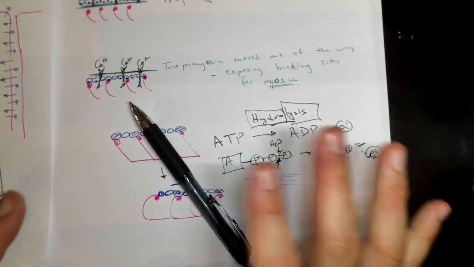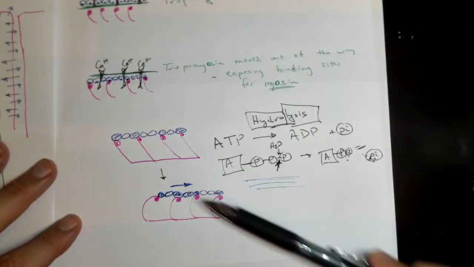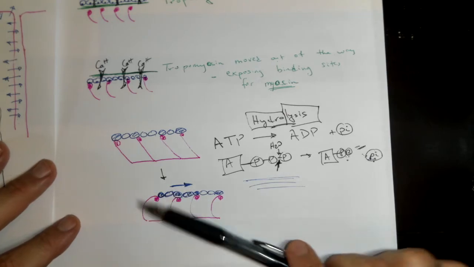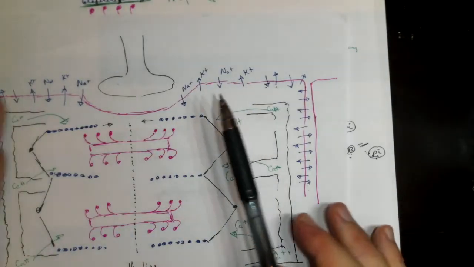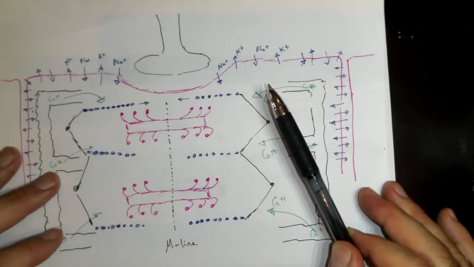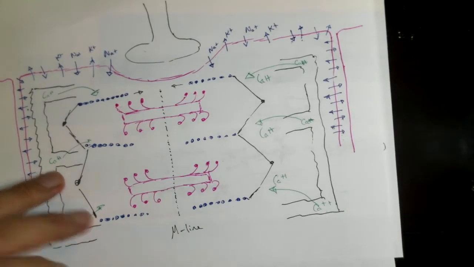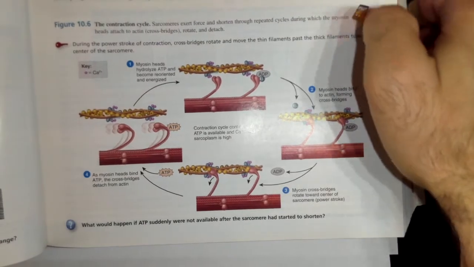All together, you want to be able to put all these together: the regulatory proteins with the calcium, the ATP hydrolysis, changing the shape of the myosin, and then looking at it as this whole entire sarcomere contracting or getting shorter. So if we look at the textbook picture, we get a lot more detail about this ATP hydrolysis. And that's this picture right here.